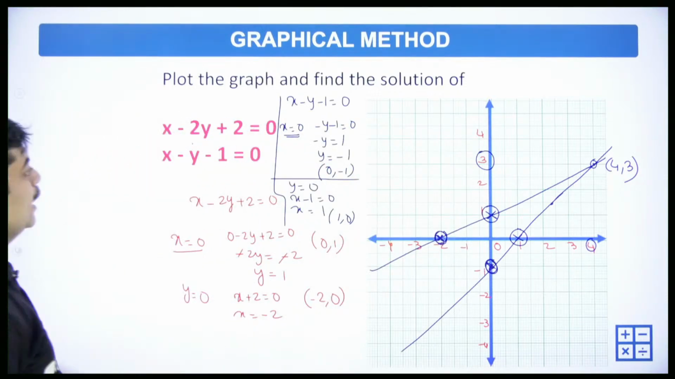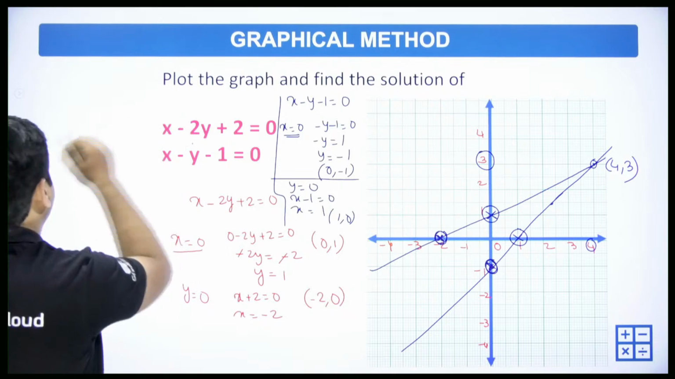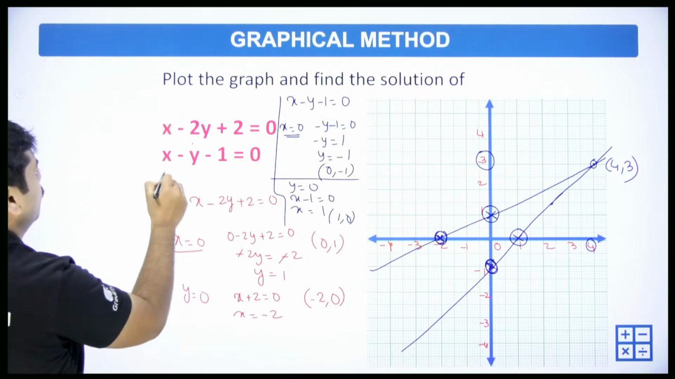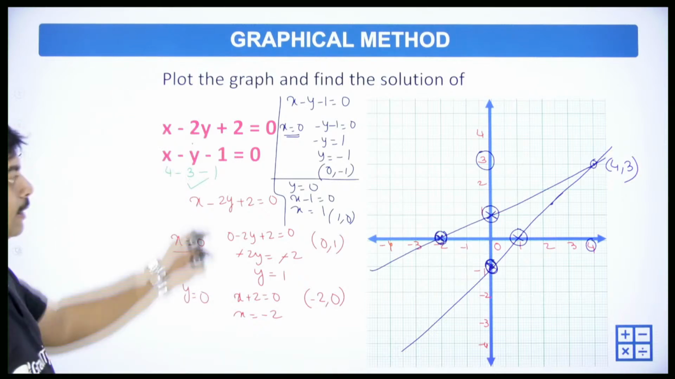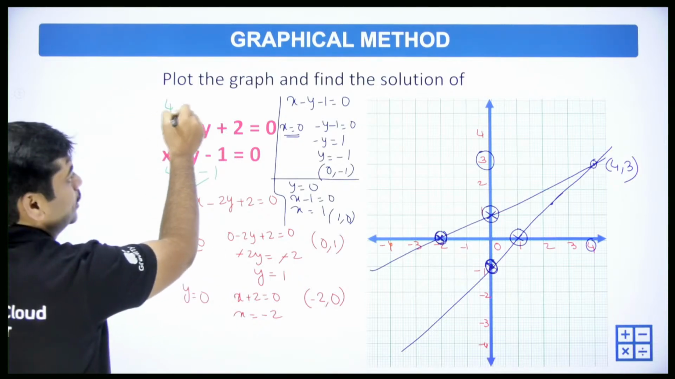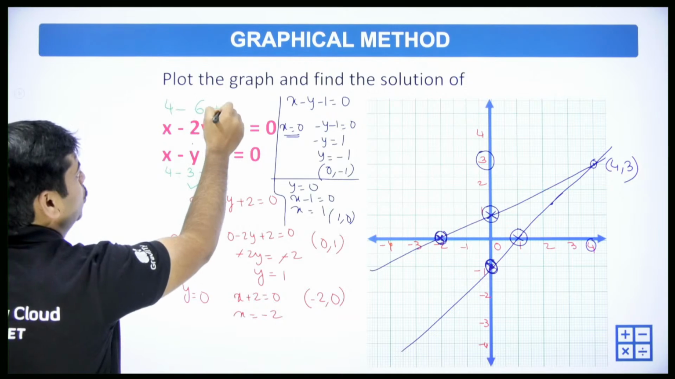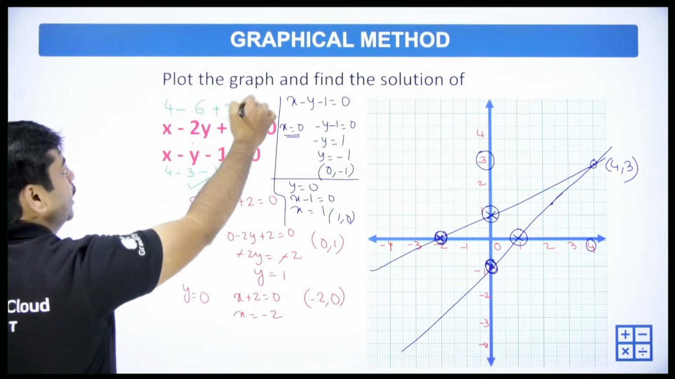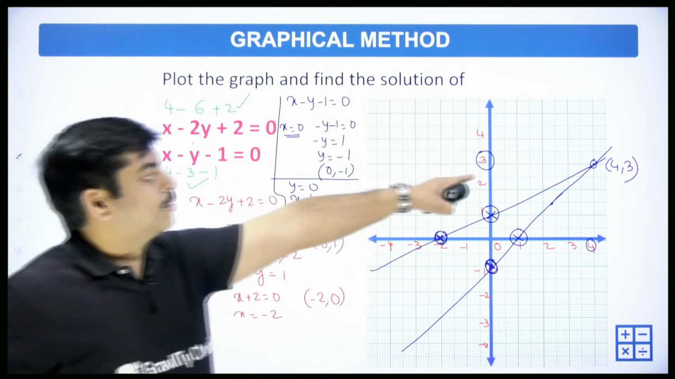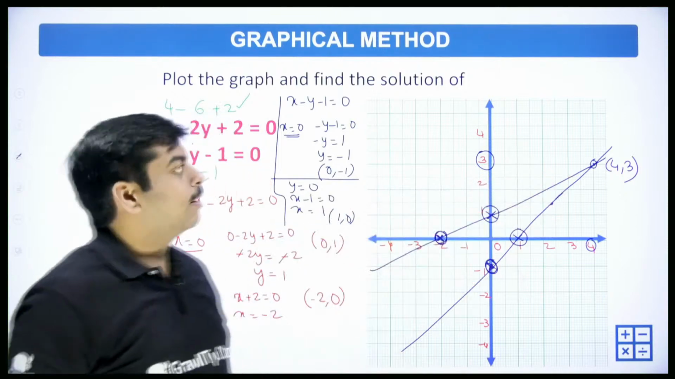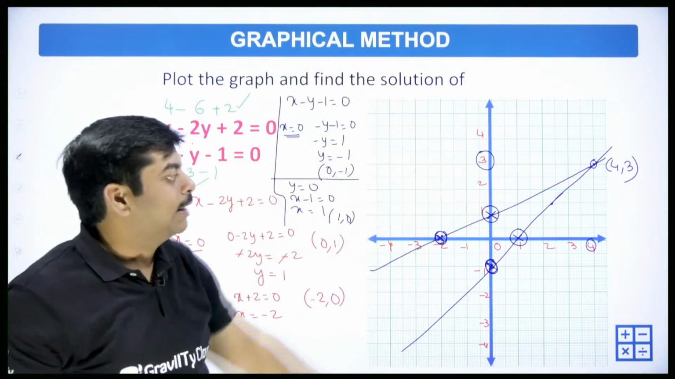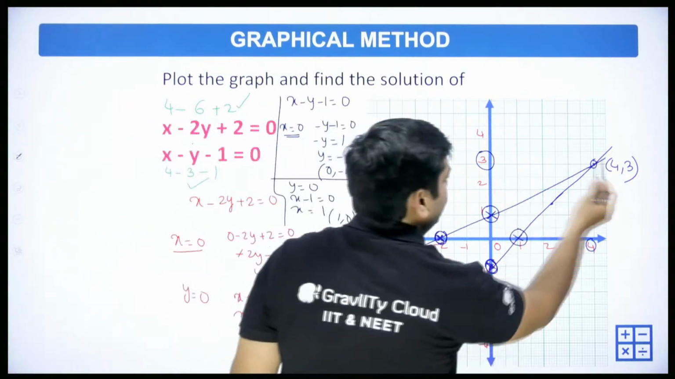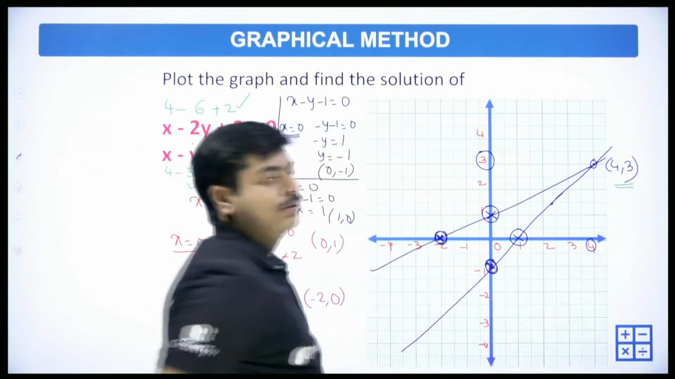If you look carefully, (4, 3) should satisfy this equation: 4 minus 3 minus 1, that is 4 minus 4, 0, correct. The same way here: 4 minus 2 times 3, that is 6, plus 2. 6 minus 6 is 0, correct. So I can say that the solution is (4, 3). Plot the graph and find the solution. The solution is that they meet at (4, 3).